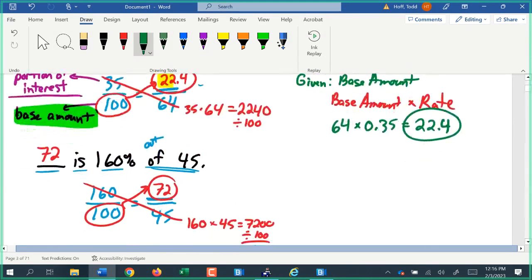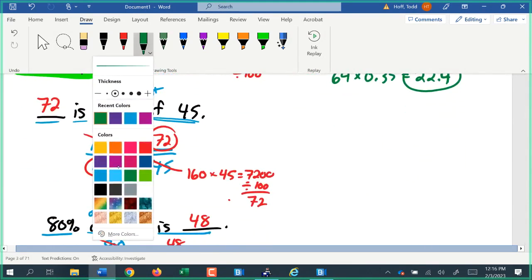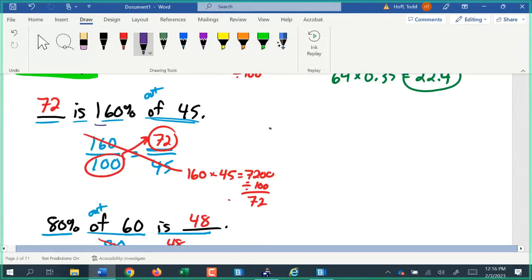Let's go to the next one. Here we have percent of 160%. We convert that to a rate, which is going to be 1.6.